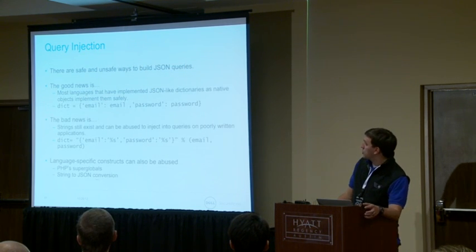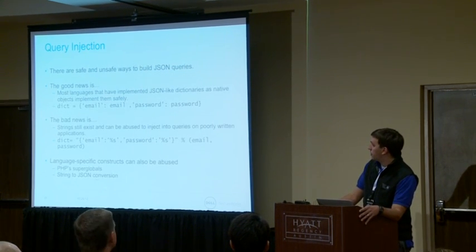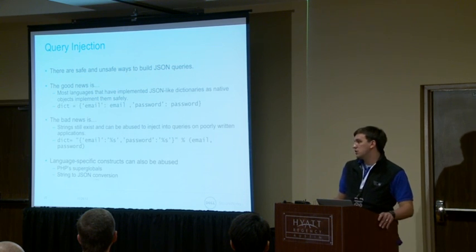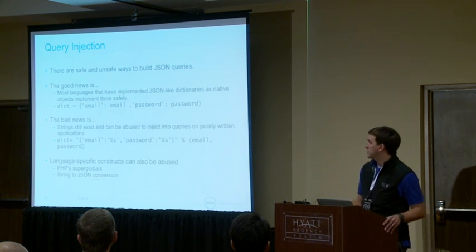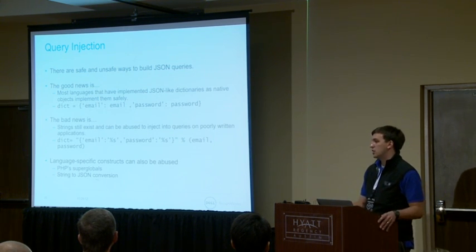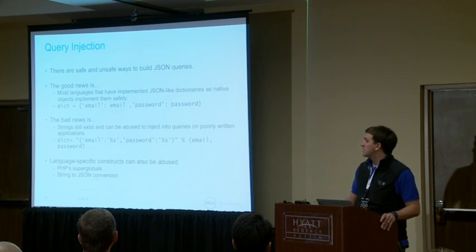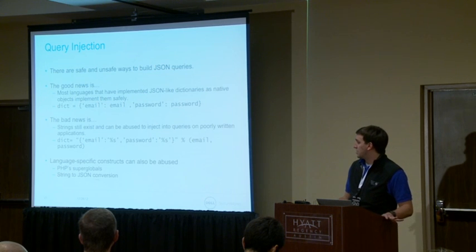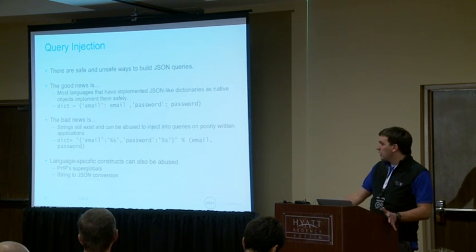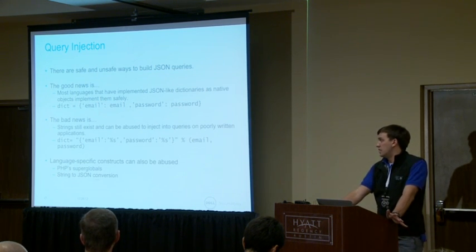So in terms of query injection, the good news is that most of the languages that have native JSON objects have implemented them safely, and so this is not a concern. The bad news is that people are idiots, and they are going to continue to use strings, and it is still possible to inject into strings. There's also some language-specific constructs that we can abuse as well.